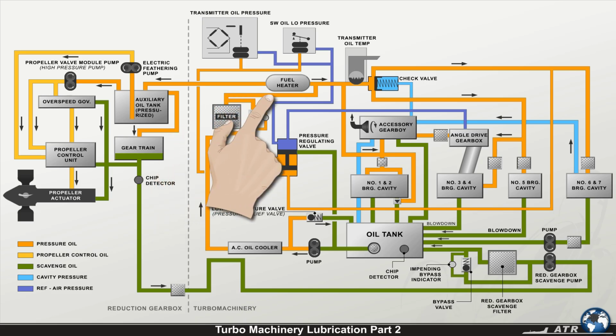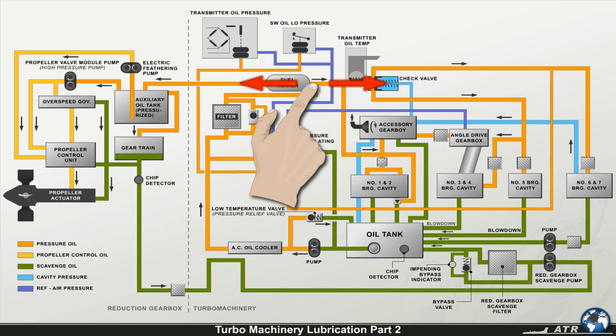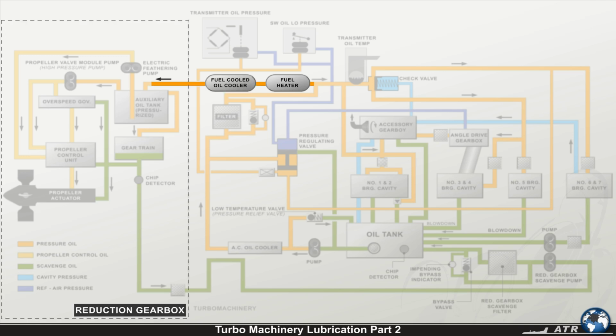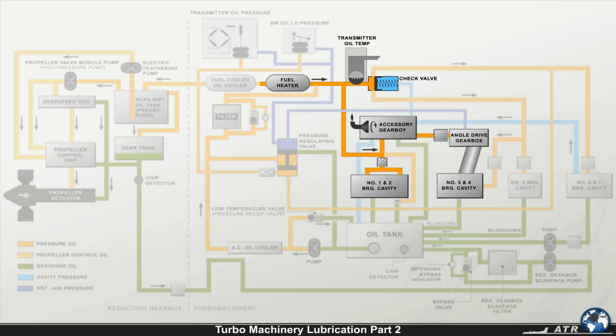From the oil filter, the oil flows in two directions: to the oil to fuel heater, FCOC, and reduction gearbox, and to the check valve housing. Before the oil enters the check valve, a part of the oil is guided to the number 1 and 2 bearing cavity, the accessory gearbox, and the angled drive gearbox for lubrication of the gears and bearings. In the check valve housing, a temperature sensor provides oil temperature indication.